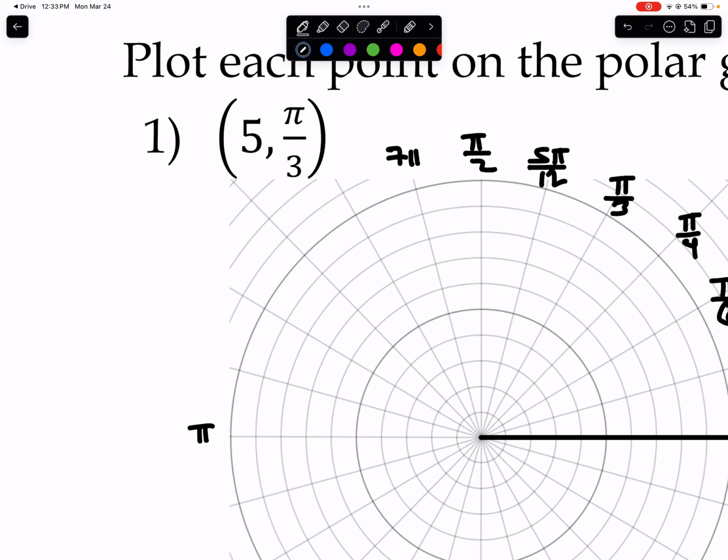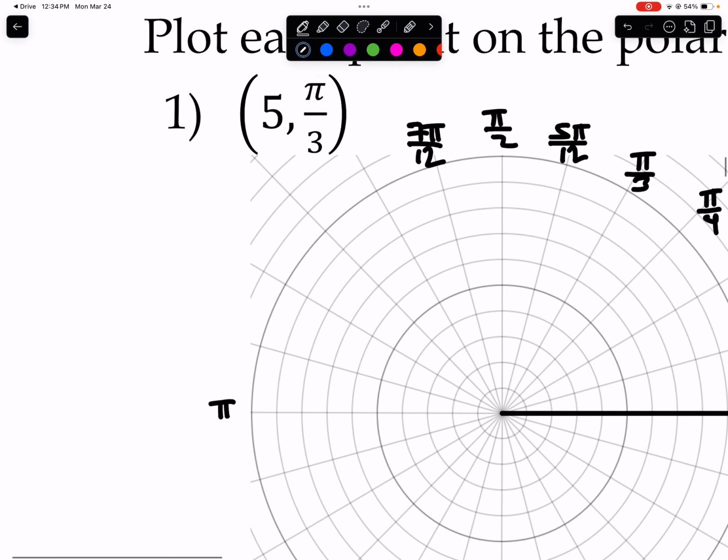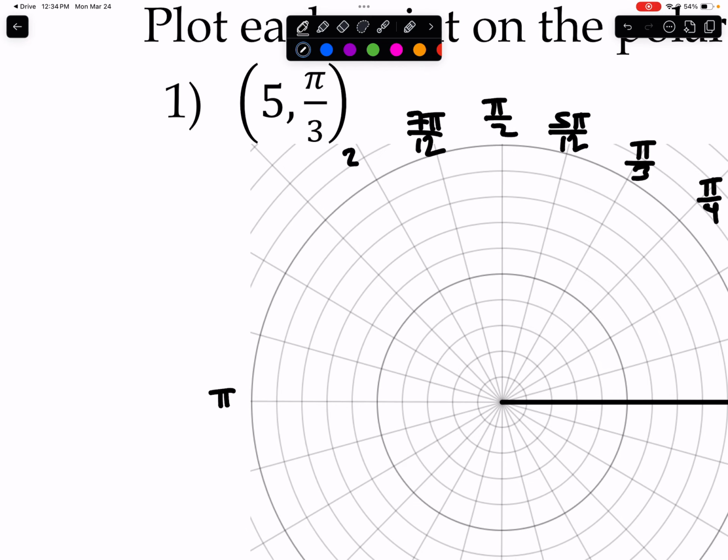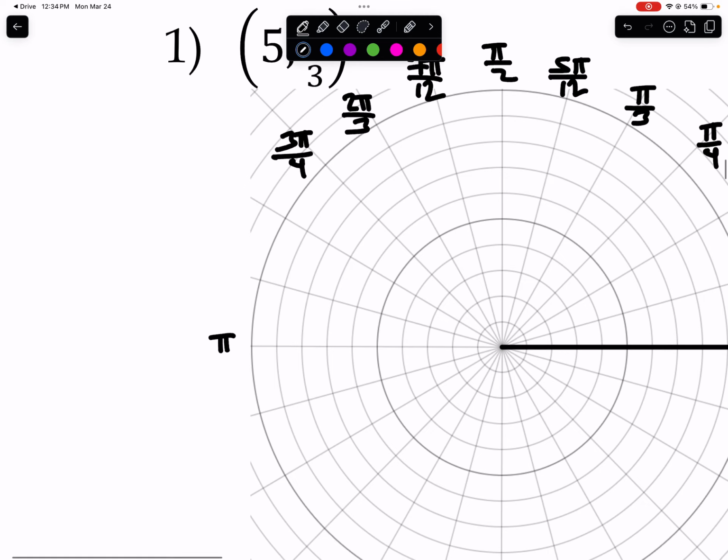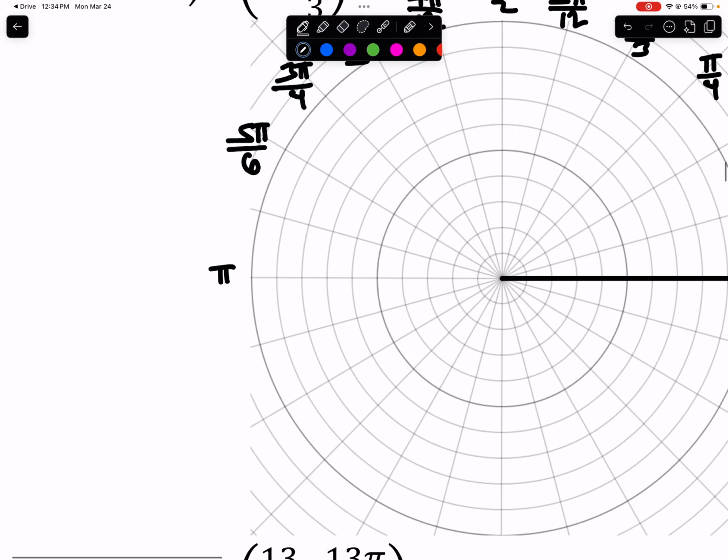Then 7 pi over 12. Then we have 8 pi over 12, which is 2 pi over 3. Then 9 pi over 12, which is 3 pi over 4. Then we have 5 pi over 6. And then we have 11 pi over 12.